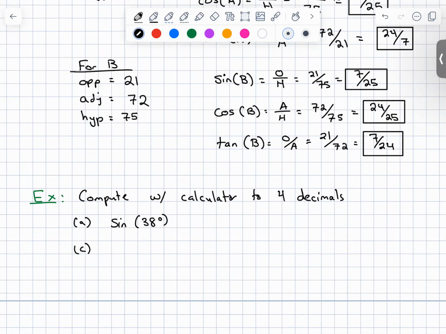Okay, did you get it? Okay, excellent. And anybody else, if you have a different calculator, just let me know. The next one will be cosine of 33 degrees.